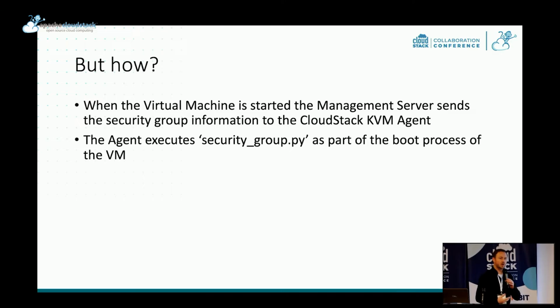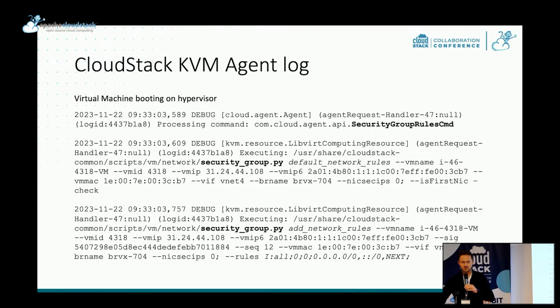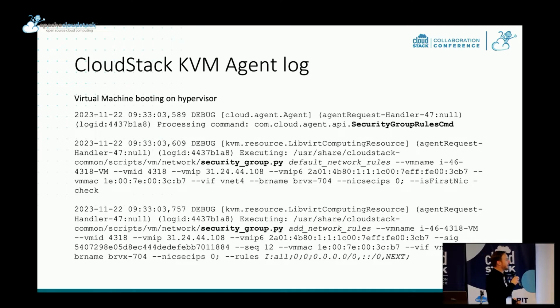But how do the security groups work? When you start a virtual machine, there's a startup command being sent to the KVM agent, and that then executes the script securitygroup.py. It's a Python script on the hypervisor, and that starts doing some magic within the hypervisor itself. So, looking at the log file, it needs to be in debug. You need to run CloudStack in debug always, because if you're not running on debug, you're almost blind to how it works. So let's analyze what's happening here.